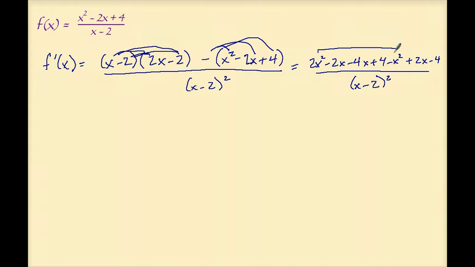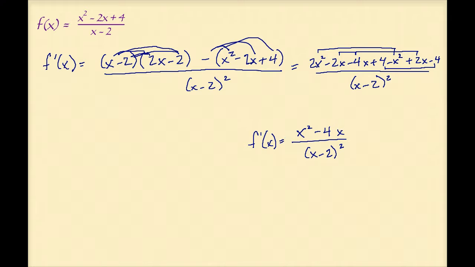These guys are like terms. 2x squared minus x squared is 1x squared. We have negative 2x minus 4x, which is negative 6x, plus 2x, which is a negative 4x, pardon me, and then we have a positive 4 and a negative 4, which cancels, so that's our numerator, over x minus 2 quantity squared. That is our first derivative.